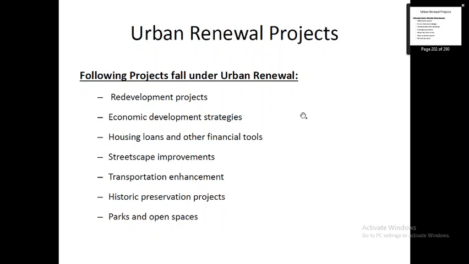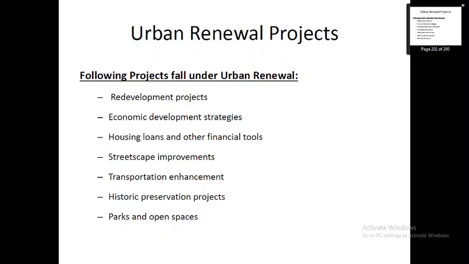So, urban renewal projects fall under redevelopment, economic development strategies, housing loans and other financial tools, streetscape improvements, transportation enhancement, historic preservation projects, and parks and open spaces. In order to claim urban renewal in an area, historic preservation can happen, which can uplift that area by enhancing the transportation by means of metro rail or paratransit system, monorail, bus rapid transit system, etc., or by giving that streetscape good lighting, street furniture, pavements, bicycling and pedestrian tracks, giving lanes of transport, the area gets a good uplift.